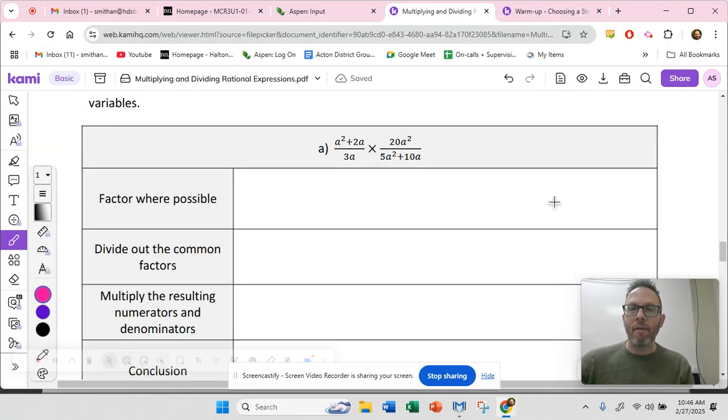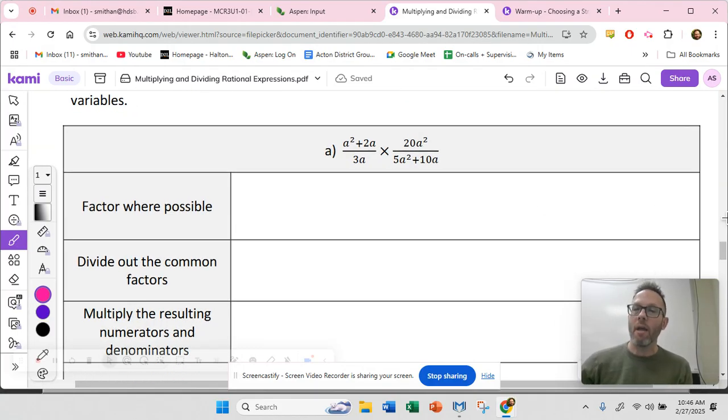So I recognize that a squared plus 2a has a common factor of a. So I will common factor it out. That is grade 10 level factoring. You guys did lots of common factoring last year. We also did that in the warm-up. We took out a factor of x.